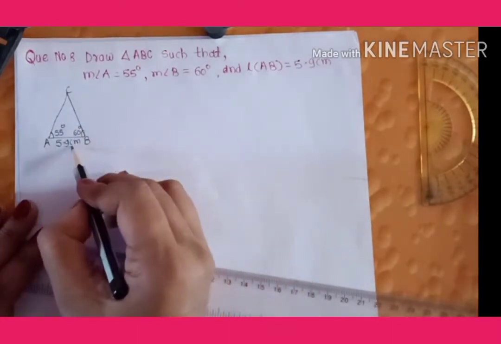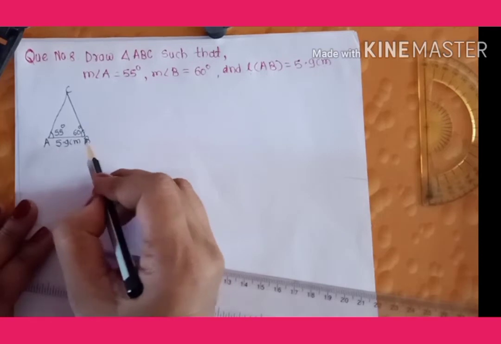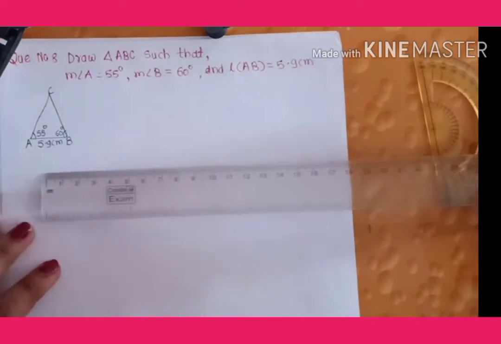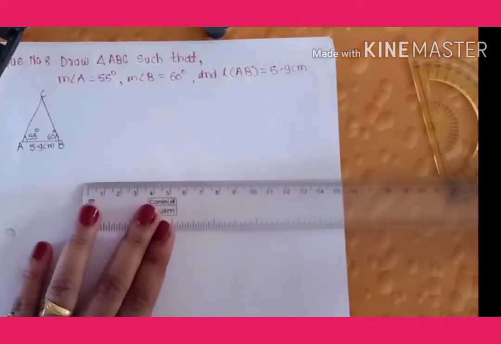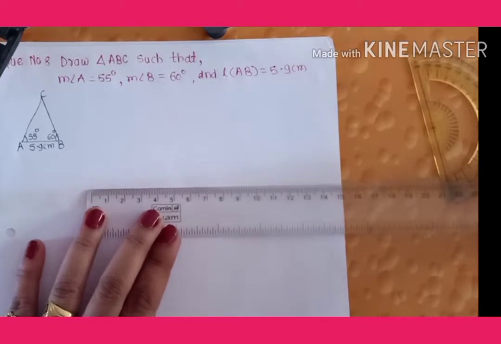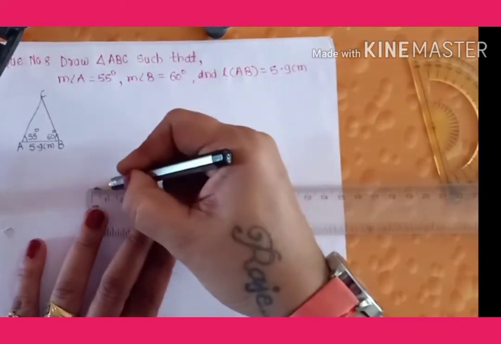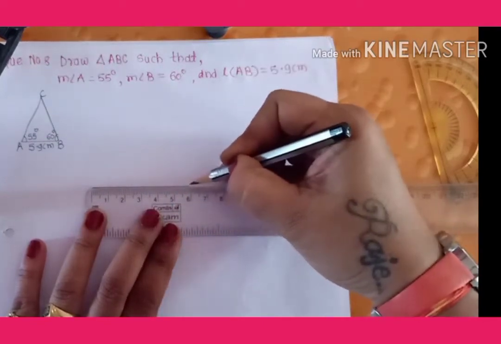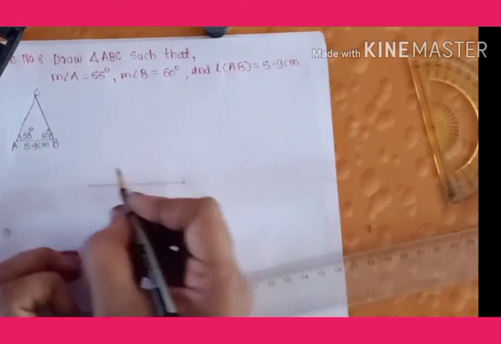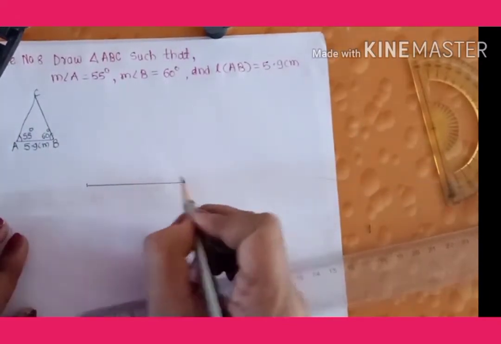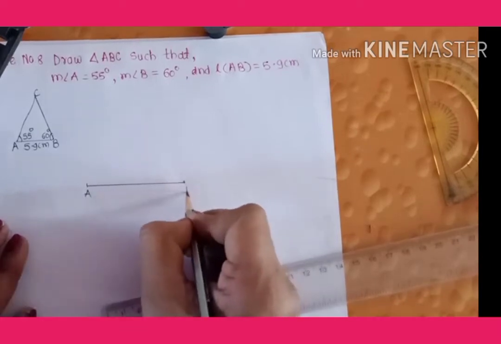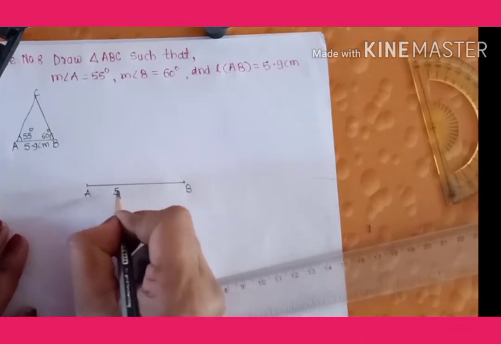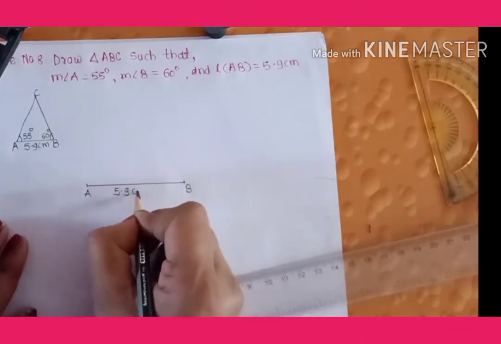Now according to the rough figure, first draw base segment AB which is equal to the 5.9 centimeter. Then write name of this segment AB. Then write measurement of this segment AB which is equal to the 5.9 centimeter.